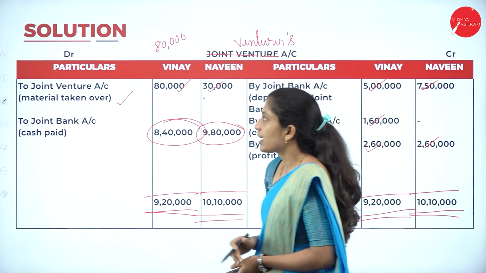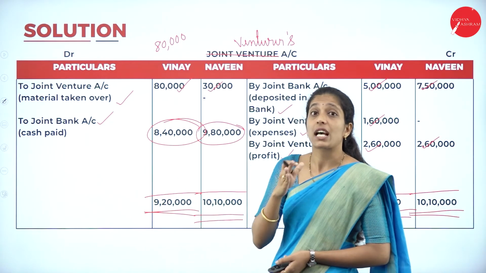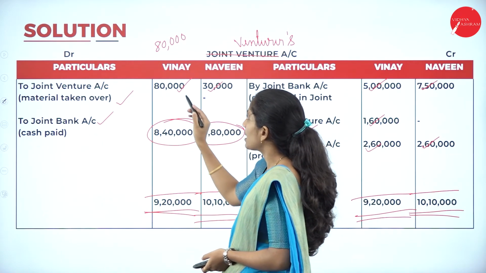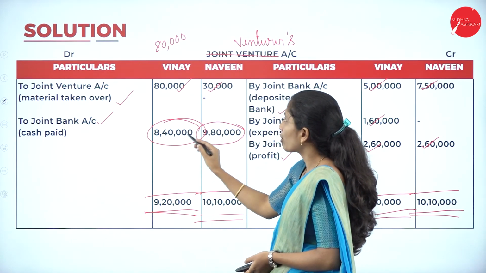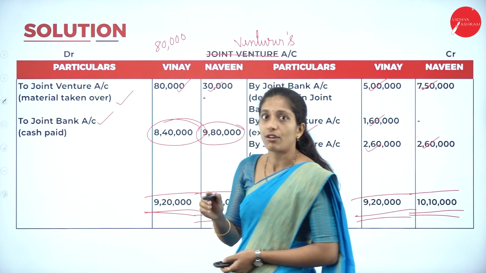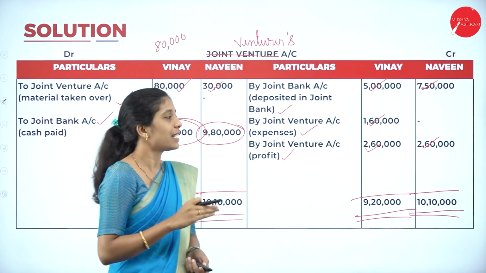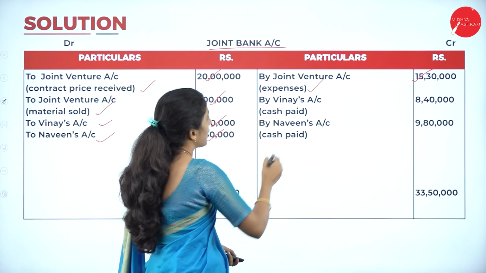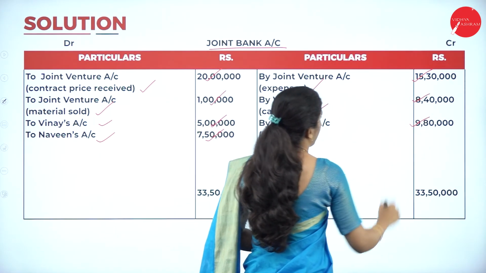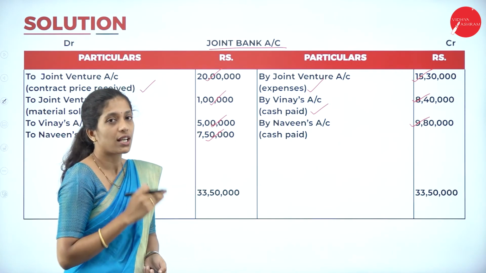Come to the debit side. On the debit side, we have an amount, that is the balancing figure, which has been transferred to the joint bank account. So your entry will be: venturers, that is Vinay's account debit 8,40,000, Naveen's account debit 9,80,000, to joint bank account. So how do you record in your joint bank account? By Vinay's account, cash paid, 8,40,000. By Naveen's account, cash paid, 9,80,000. That is nothing but the balancing figure of the venturers account.